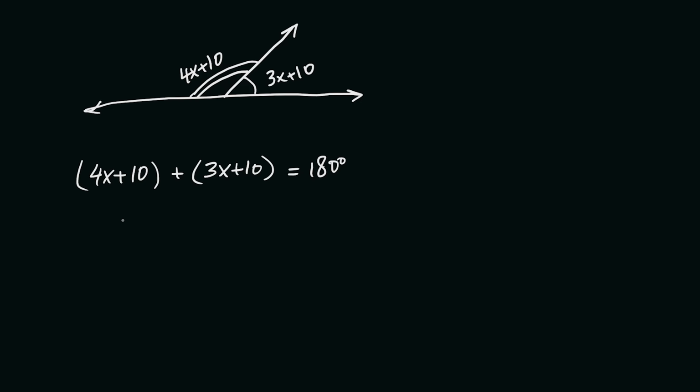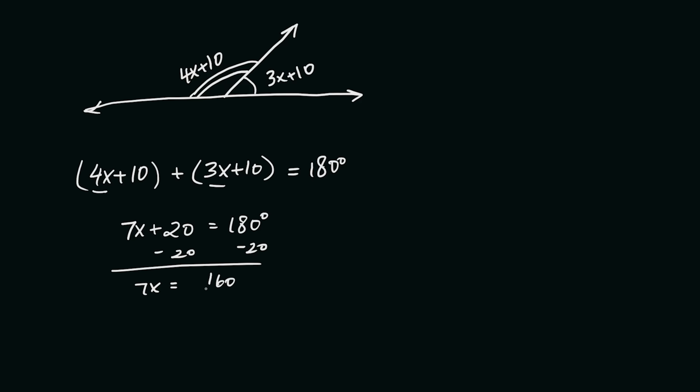So 4x plus 3x is just 7x. 7x plus 10 and 10, which is just 20, equals 180 degrees. We subtract the 20 on both sides. 7x is equal to 160. Oh, this doesn't come out to a good number. Now, we divide by 7 on both sides. So that means that x is equal to 160 over 7.